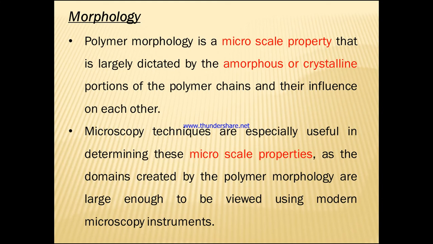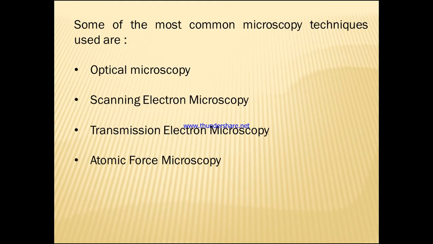Microscopes are used for studying the micro scale properties, which make the polymer morphology large enough to be viewed using modern microscopy instruments. These are all modern microscopy instruments, by which we can visualize and study the morphology of materials. The common microscopy techniques used for morphology study are the optical microscope, scanning electron microscope, transmission electron microscope, and the atomic force microscope.